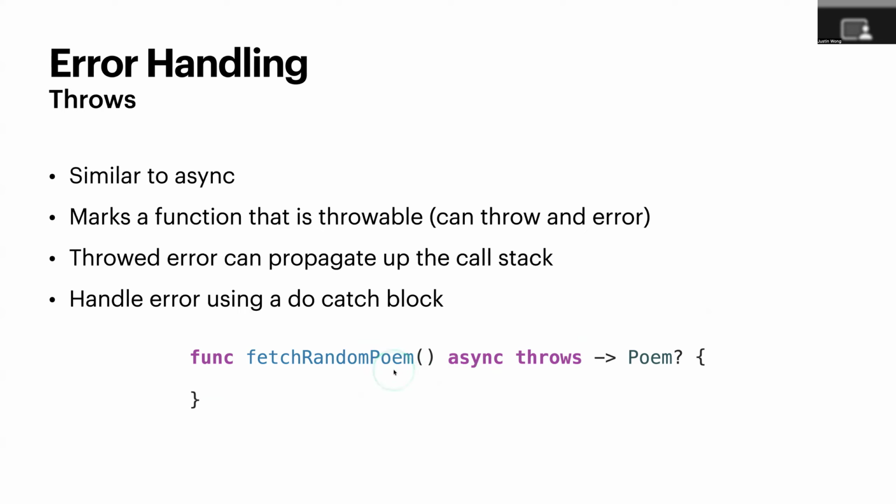Now, eventually, we'll walk up the chain, right? And eventually we have to handle that thrown error. So how do we handle the error that's being thrown? We use something called a do-catch block, and we'll take a look at that two slides later on.